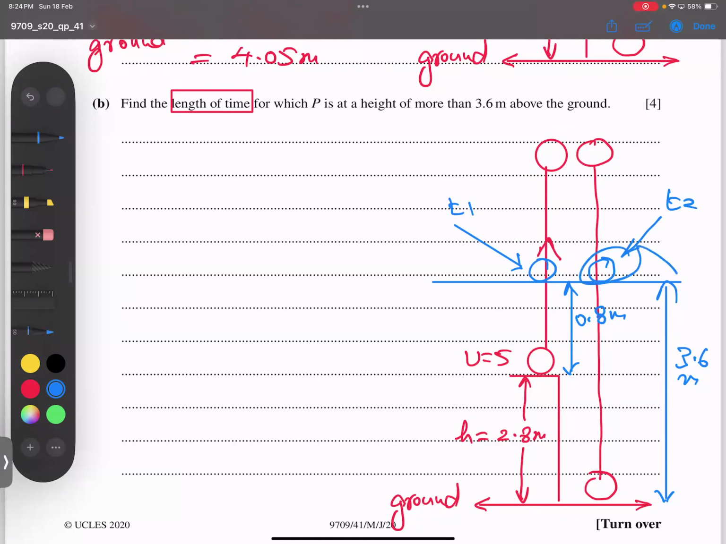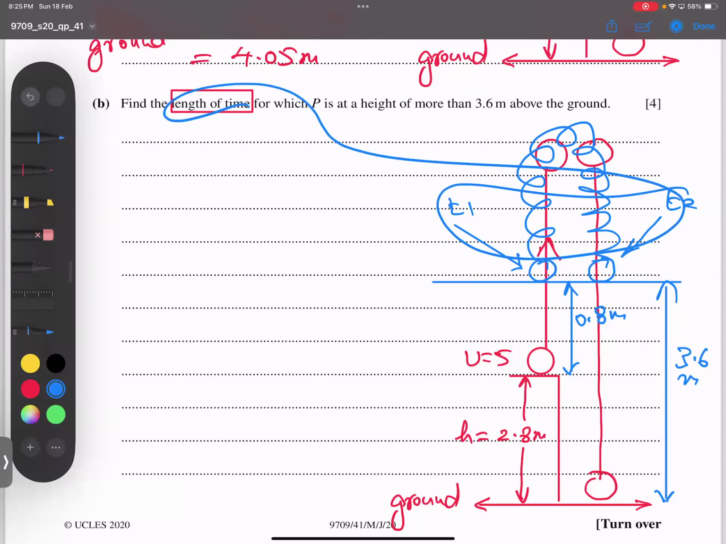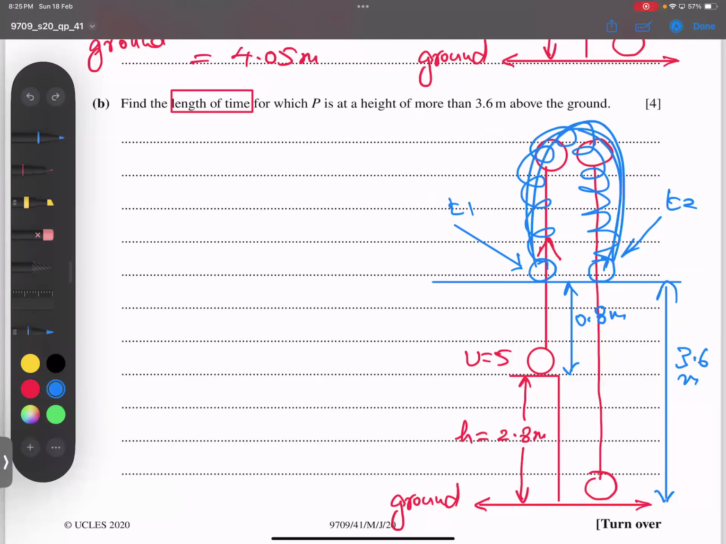Why? Because again it reaches a height of 3.6 meters. But he said more than 3.6 meters. It means the whole journey between them is what he talked about. So we need the first time and the second time, and we will subtract these two times, because he is asking for the length of time, the gap between them. Now let's start. Formulas, we have 3: v equals u plus at, or gt. s equals ut plus half at squared, or gt squared. And third is 2as equals v squared minus u squared.